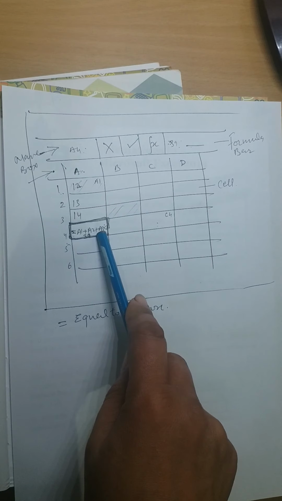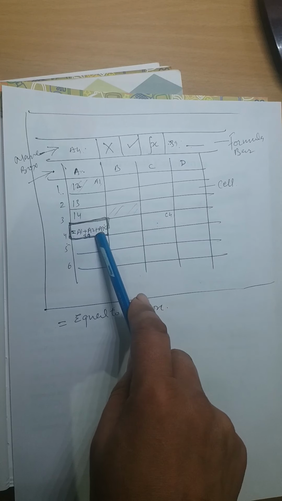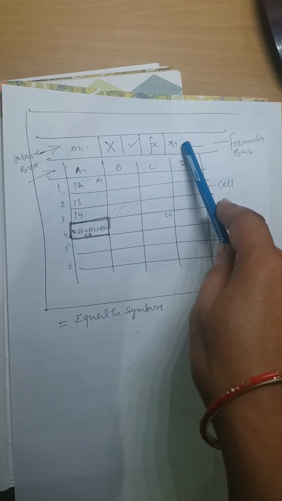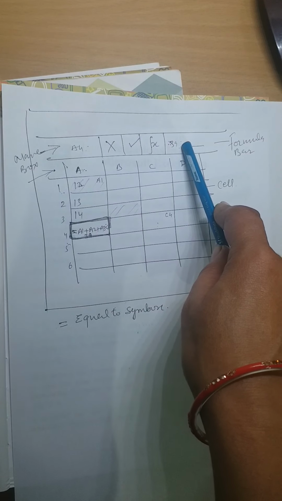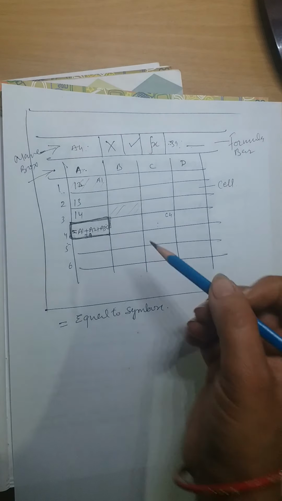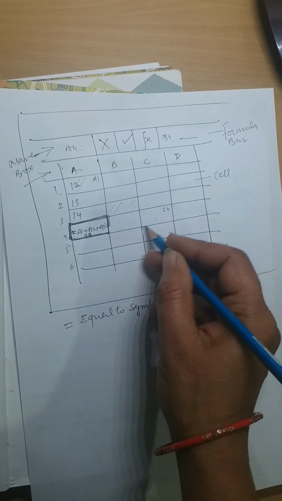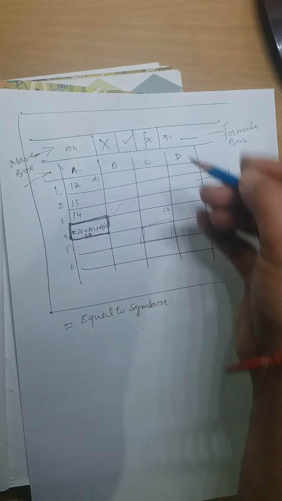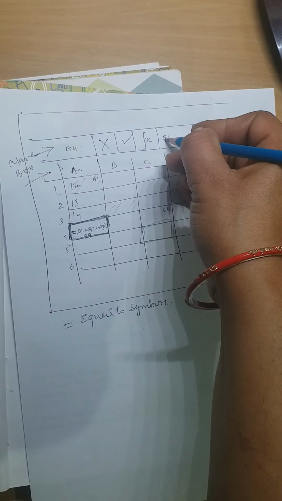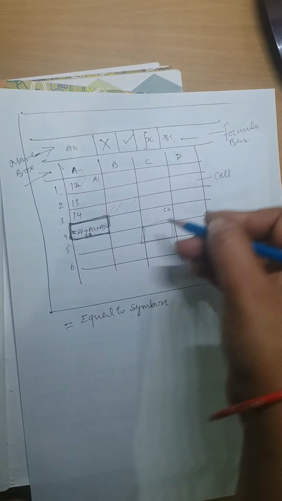Wherever your cell pointer is present, whatever your active cell, the active cell content will appear in the formula bar. If you want to write something in any particular cell, you can move the cell pointer to that particular location, and you can type either into the cell or you can type over here in the formula bar. Whatever you type over here will appear in the current cell.